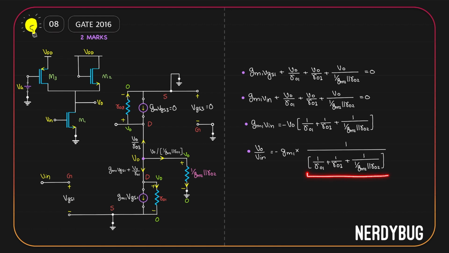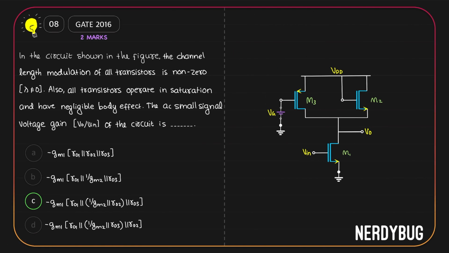Now, what we have over here is of the form 1 divided by 1 by R1 plus 1 by R2 plus 1 by R3. This is the same as R1 parallel to R2 parallel to R3. So we can write the gain like this. It is minus gm1 multiplied by RO1 parallel to RO3 parallel to 1 by gm2 parallel to RO2. Option C is once again the correct answer.